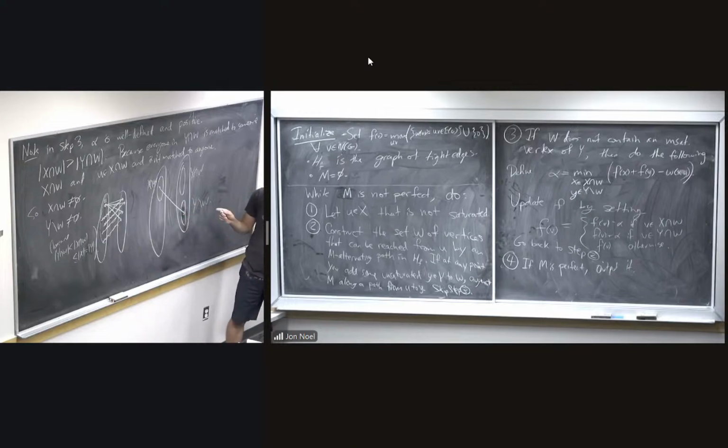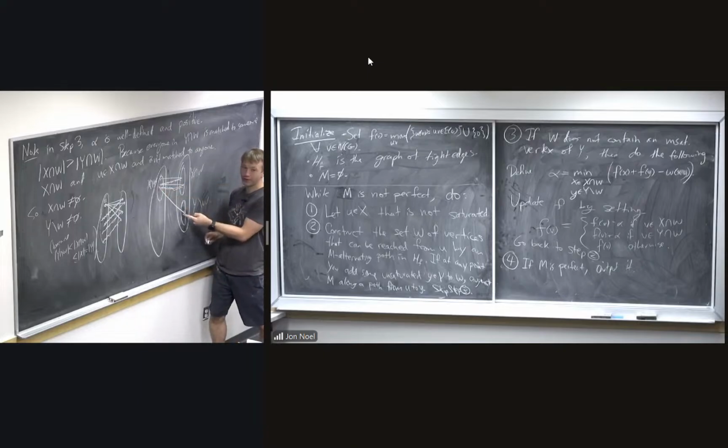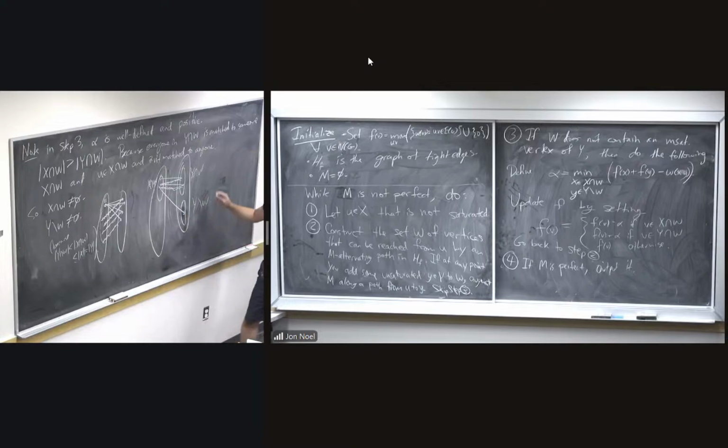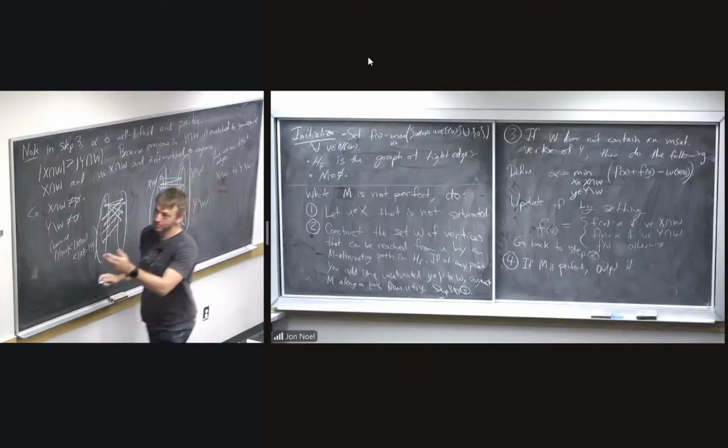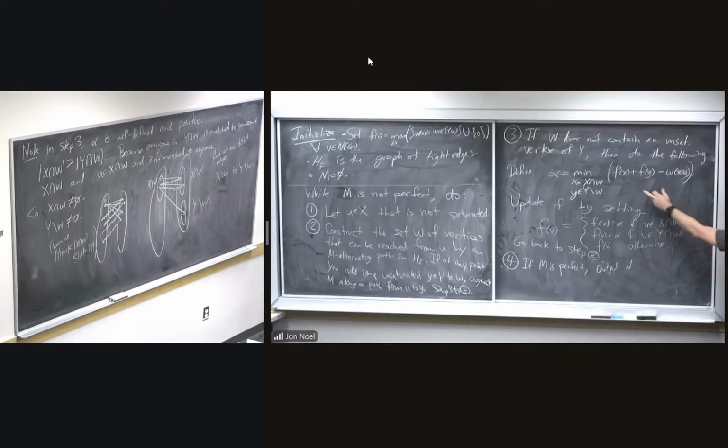Because if there was, I could follow along a path from U, and every second edge in that path is a matching edge to that vertex. But then this would give me a longer alternating path that ends in this set, right? So there are no tight edges from X intersect W to Y take away W. So therefore, this number is positive because there's always a gap between this number and this number, because none of these are tight.